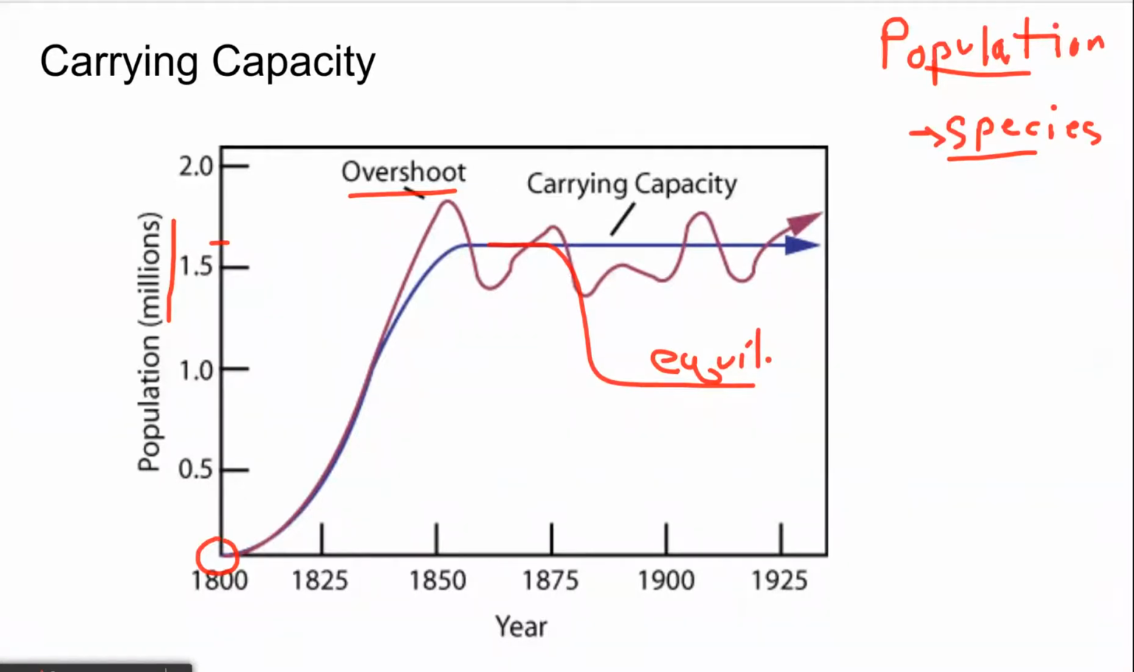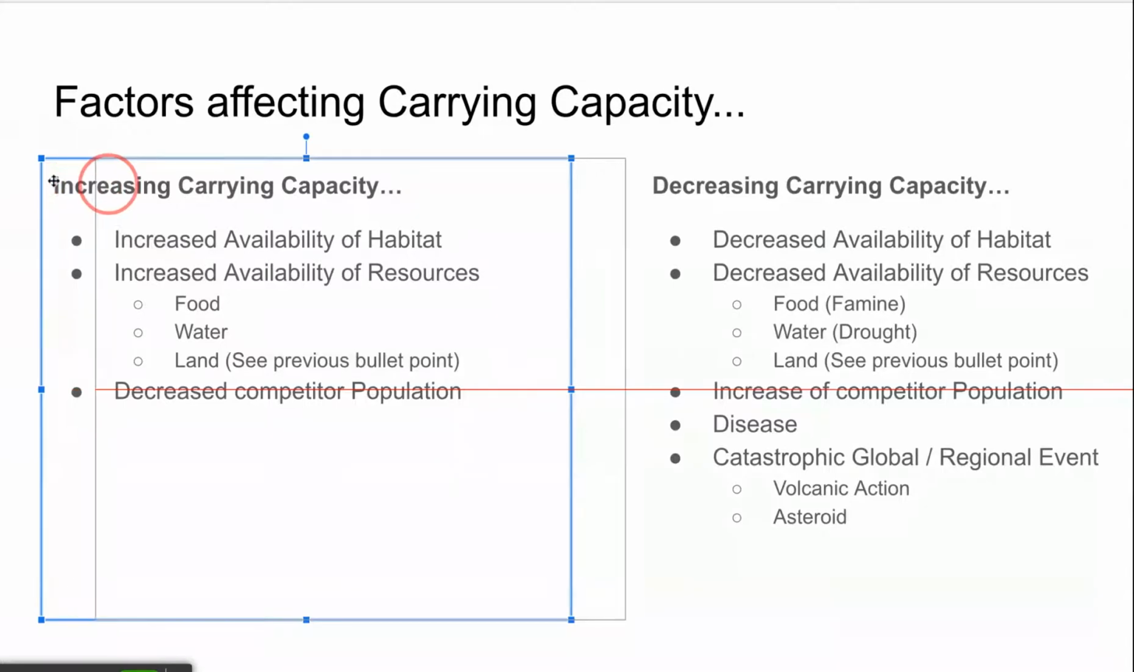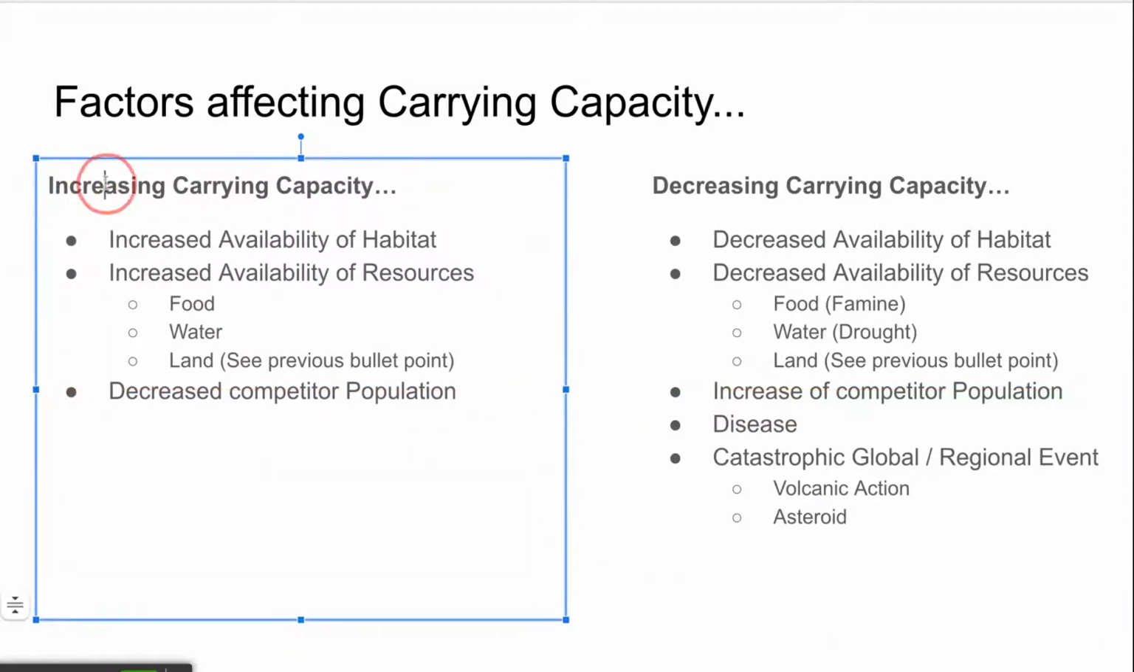Let's see. So yeah, that does a pretty nice job. So this overshoot is important to kind of go up. The carrying capacity is kind of this average. It can go up, it can go back down, and we'll talk about some reasons why in the next slide. So what are some reasons? A lot of this, to be honest, is a little bit of common sense, or at least it's logical.